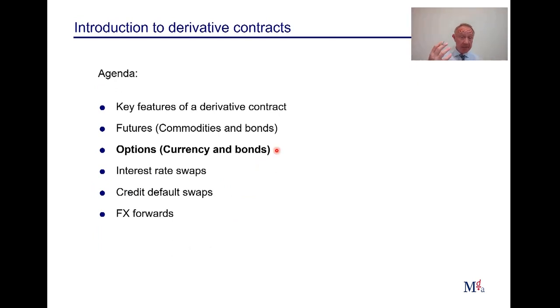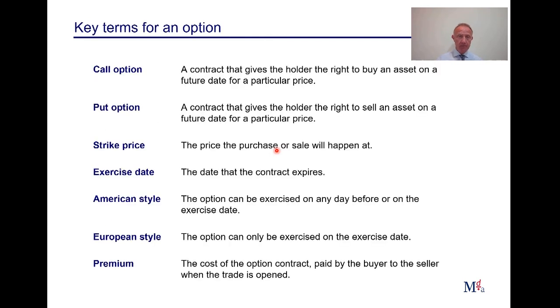Now let's have a look at options, in particular currency and bond options. You may remember a call option is the right to buy an asset and a put option is the right to sell an asset. The transaction will happen at the strike price, that's in the contract details, and the contract expires on the exercise date. If you can exercise the option at any time up to that date, it's called an American style option, and if you can only exercise the option on that date, it's called a European style option. And there's a premium exchanged. The option buyer or holder has to pay the option seller or writer a premium.